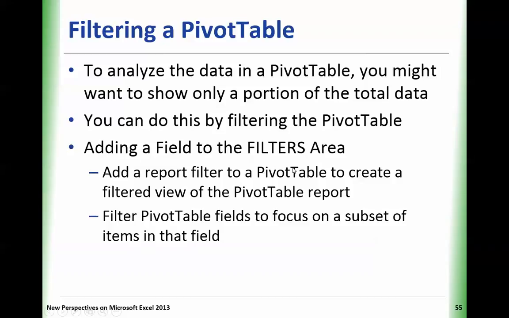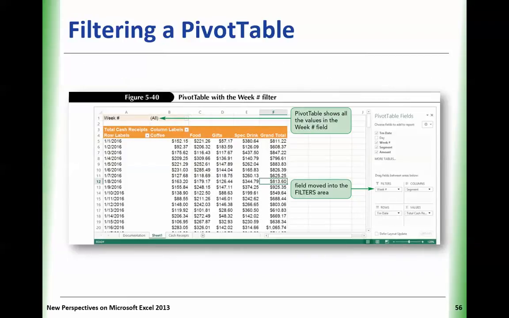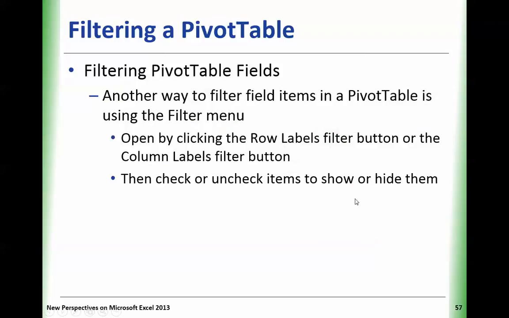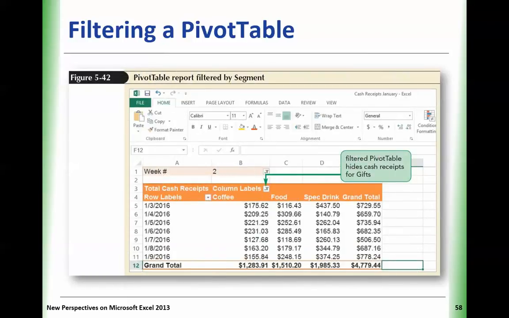And with pivot tables, you can even filter a pivot table. That is done using the pivot table fields on the right hand side, where you can choose what you filter. Filtering pivot tables adds another way to filter items, which is using the filter menu. We can open up the row labels button and check or uncheck items to show or hide them.